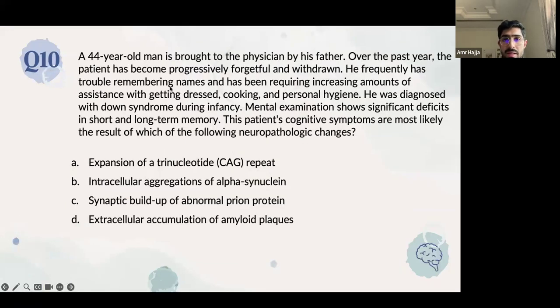The second thing here is basically the same thing, the same symptoms: forgetfulness, trouble remembering names, increased amount of assistance with getting dressed, which is basically the basic things, and was diagnosed with Down syndrome during infancy. So this makes us think more about Alzheimer's disease. And deficit in short and long-term memory. These are all pointing toward Alzheimer's disease, which is extracellular accumulation of amyloid plaques.